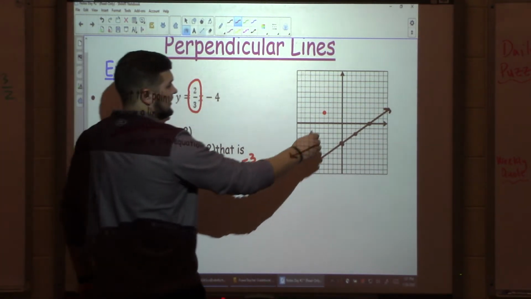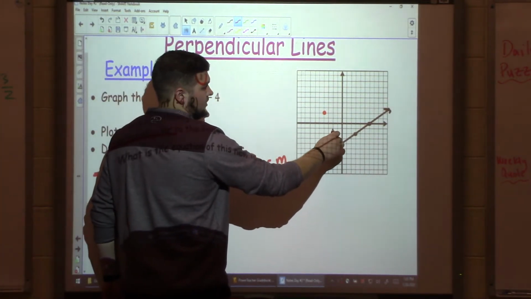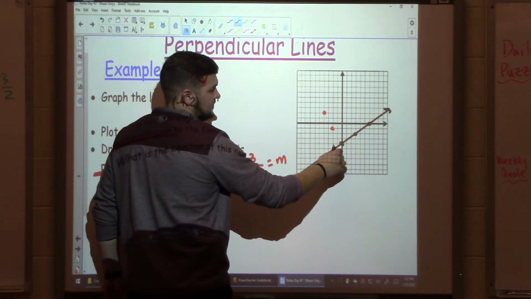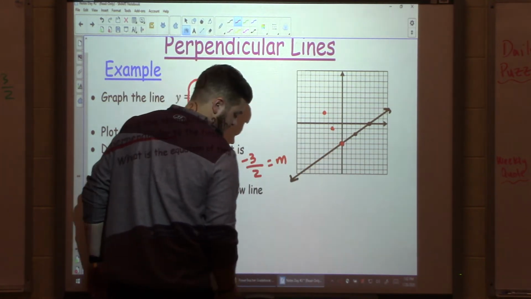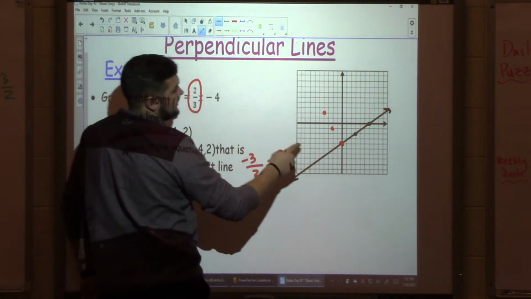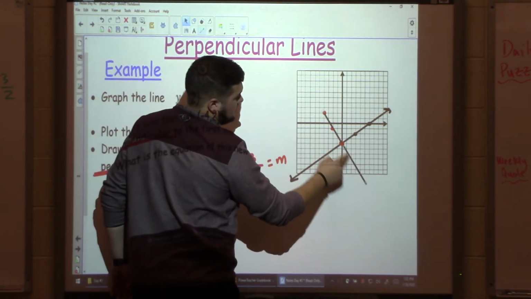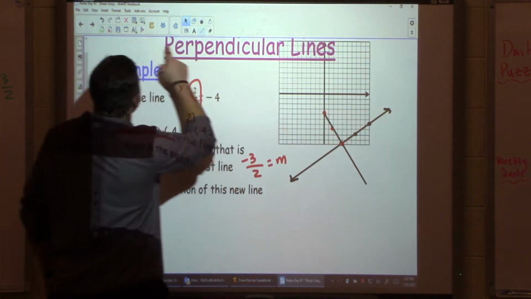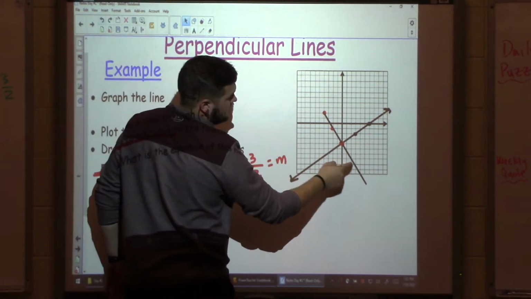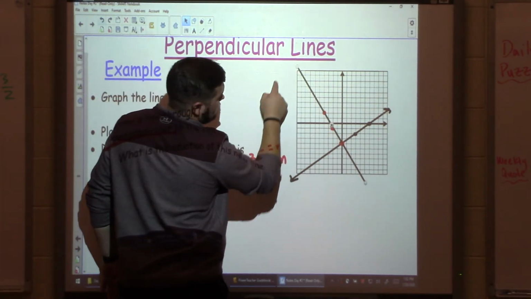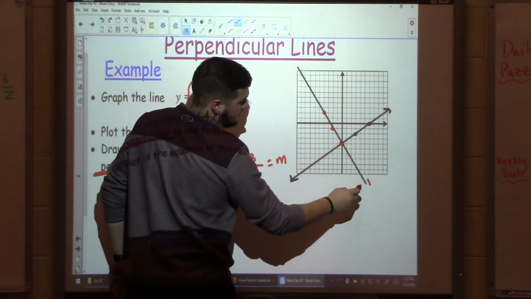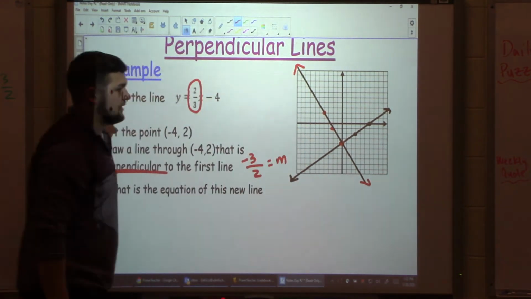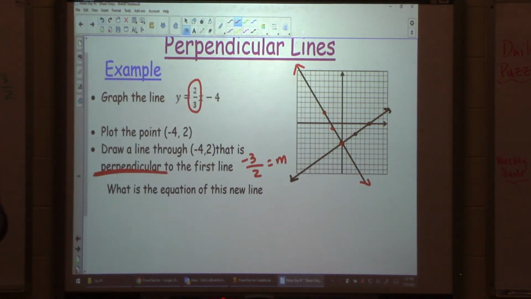So from that point, I'm going down 1, 2, 3 over 2. Down 1, 2, 3 over 2. And I'm going to draw in my line. Okay, what is the equation of the new line?